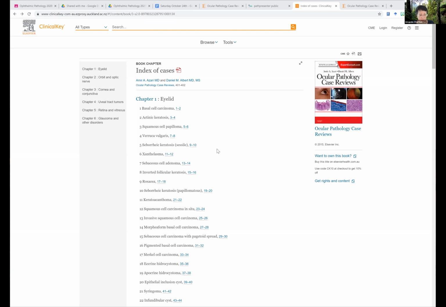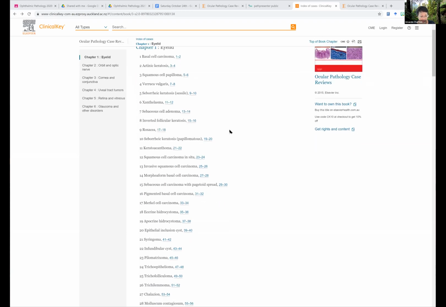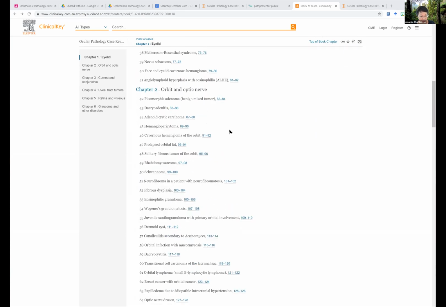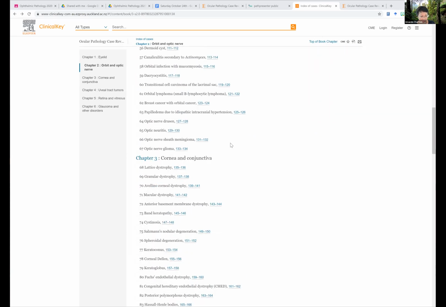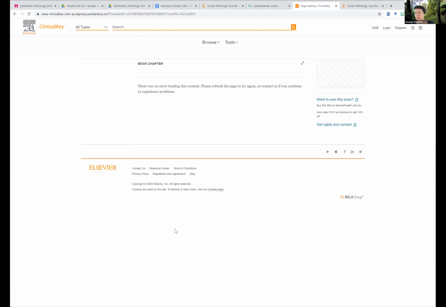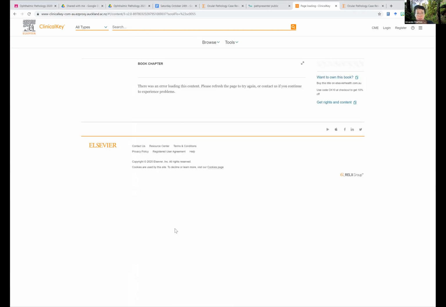So today we were looking at keratoconus. So I just scroll down here to cornea. I want to find out about keratoconus. This is an e-book as well as a print book.